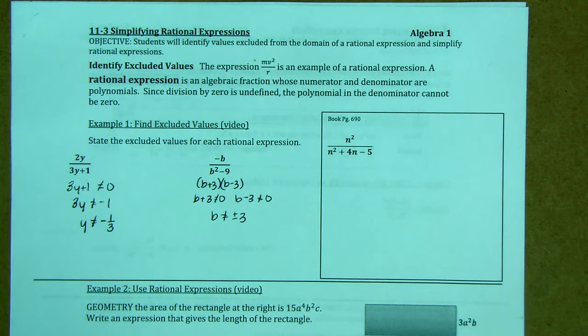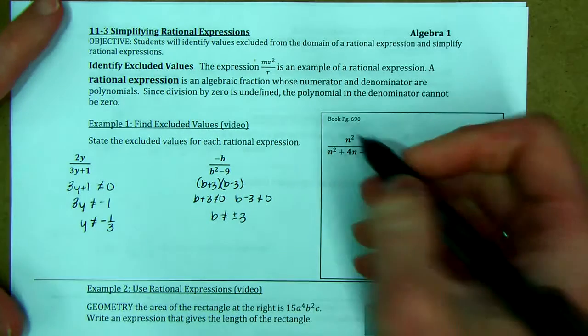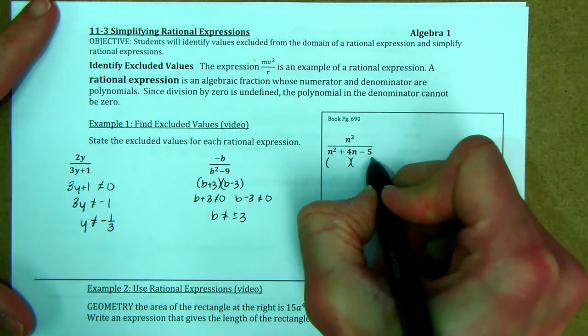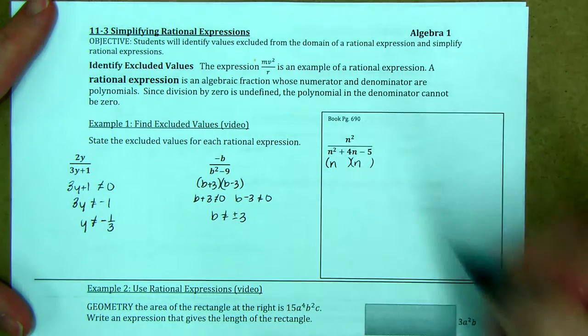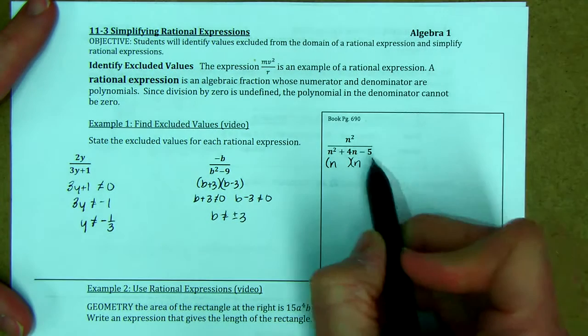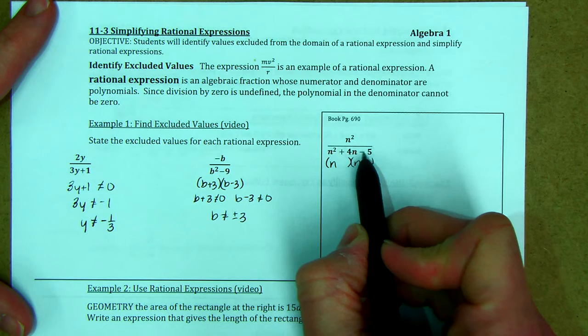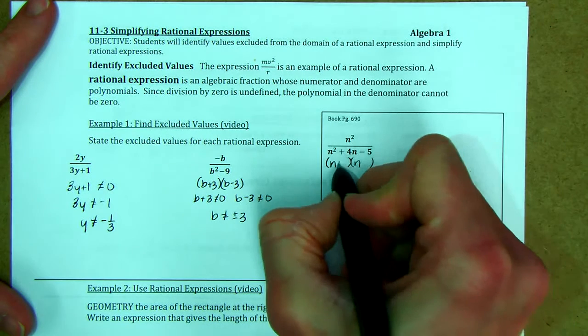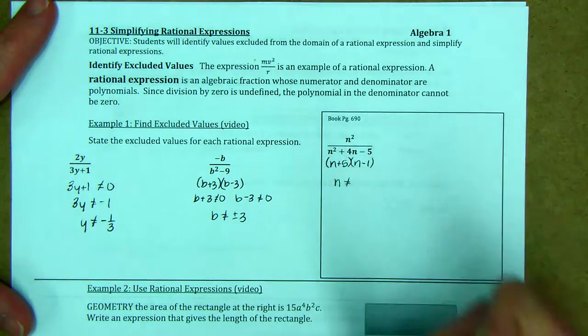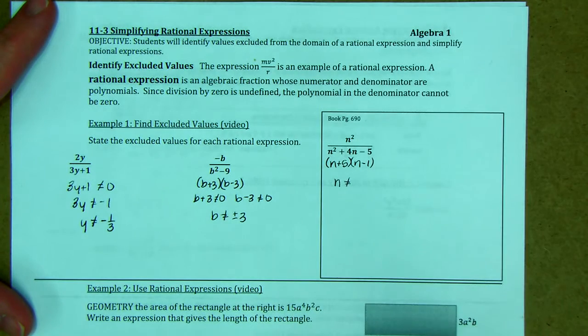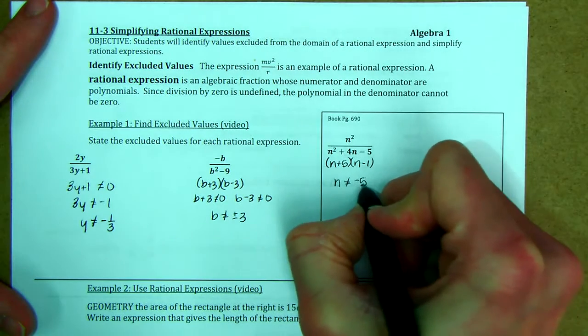Okay, so take a look at this one right here. This is a trinomial, so we are going to factor it into two binomials. So thinking about a product of -5 with a difference of 4, that would be a +5 and a -1. So our excluded values, when we set each one equal to 0 and solve, would be -5 or +1. We can't have -5 or +1, or we would have a 0 in the denominator.